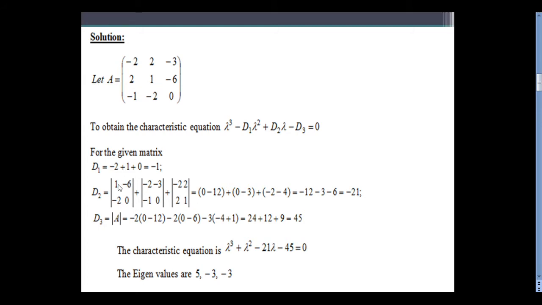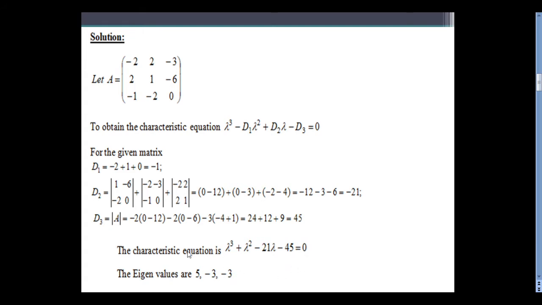Now cross multiply: 1 into 0, 0, minus 12. Then here -2 into 0 minus -1 into -3, that is 3. On simplifying we get -21. Then find d3, that is the determinant of A. Taking the determinant of the given matrix, we get 45. After finding d1, d2, d3, substitute in the characteristic equation. So lambda cube plus lambda square minus 21 lambda minus 45 equal to 0.